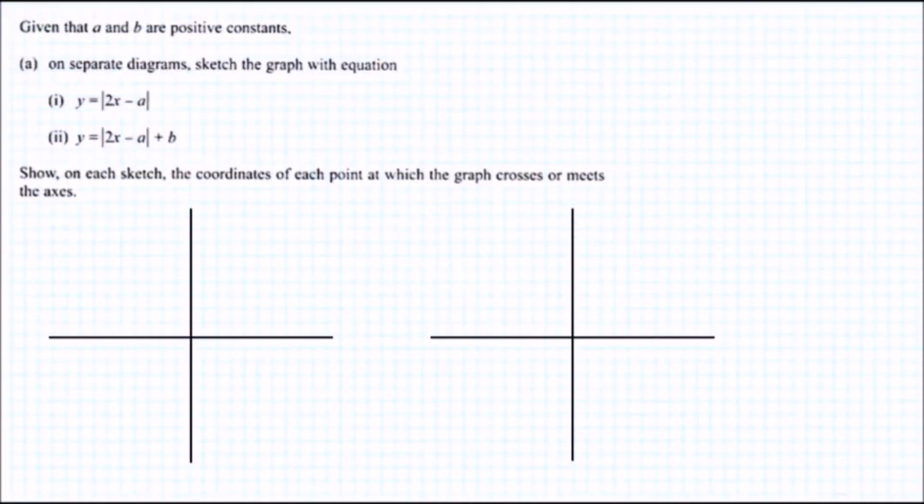Okay, given that a and b are positive constants, on separate diagrams, let's sketch the graphs of the following equations. The first thing you want to know is that we're dealing with absolute functions. When you have a function of x inside two absolute value signs, the result guarantees that the value of y will always be positive.